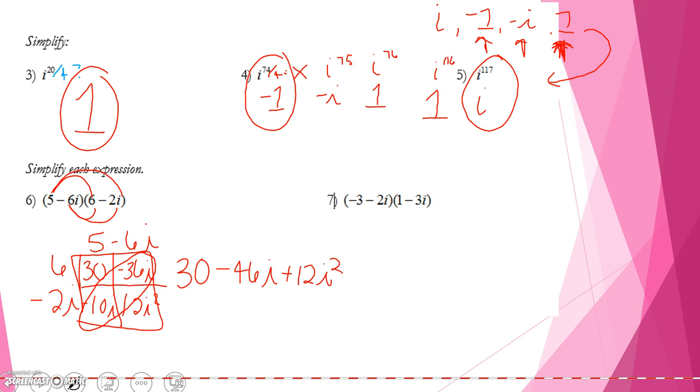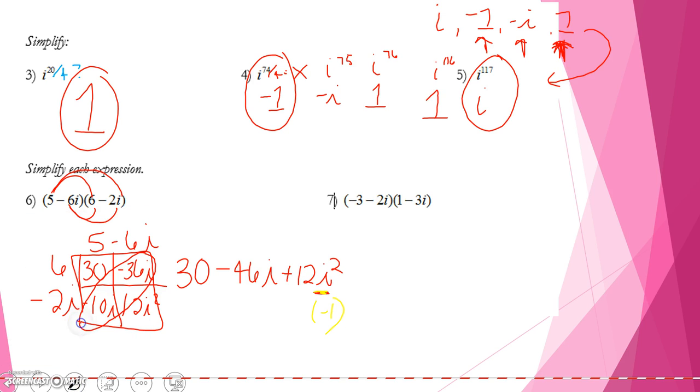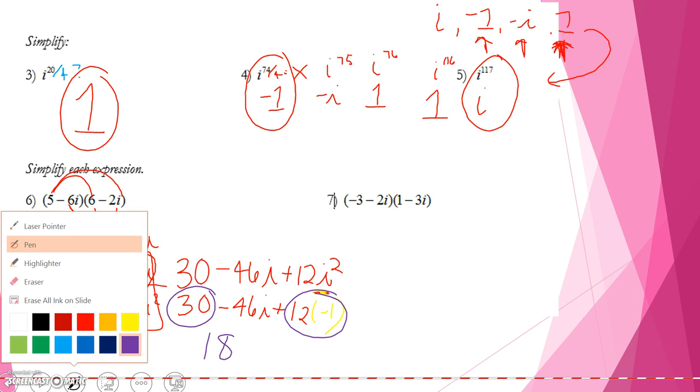The reason it's different is because that i squared means something. We've already talked about a couple times that i squared is the same thing as negative 1. So I'm going to replace i squared with negative 1. The reason we do that is because now it's become real, and I can combine the 30, and now that's a negative 12. Okay, so 30 and negative 12 can add together, and that gets me 18. And then I still have this minus 46i.